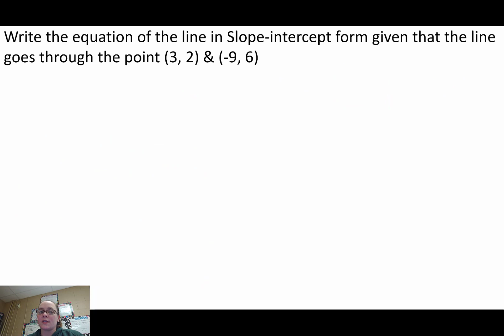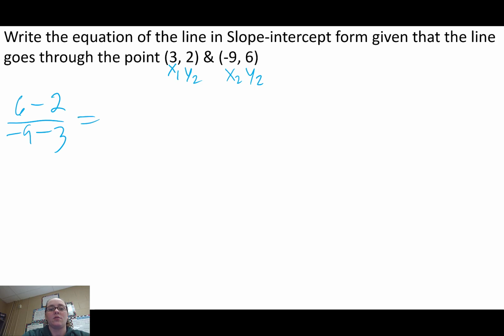All right, we're going to do one more of these. So first thing I have to do is find my slope. So we get 6 minus 2 over -9 minus 3. 6 minus 2 is 4. -9 minus 3 is a -12. And 4 divided by -12 is a -1/3. So there's my slope.